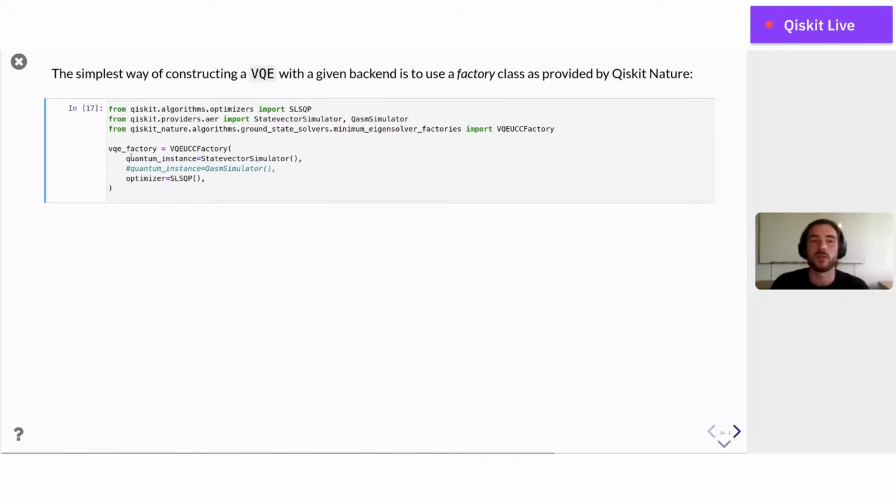And the factory has some simple arguments. First of all, we have to pass in a quantum instance. For the purposes of this example, here I'm using the state vector simulator, which is an exact simulation of a quantum computer. There's also the QASM simulator available, which includes sampling noise and also allows you to simulate noise of gates and qubits. But today, we're not going to use that. And then we can also specify an optimizer, which here I'm just using an SLSQP optimizer, just to show you that there are additional parameters here. There are even more parameters, but you can have a look at the documentation online to find out what these are.